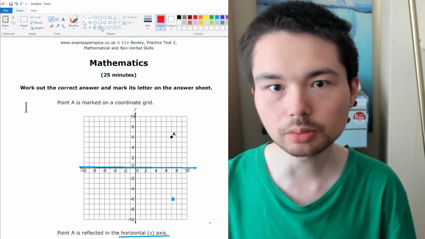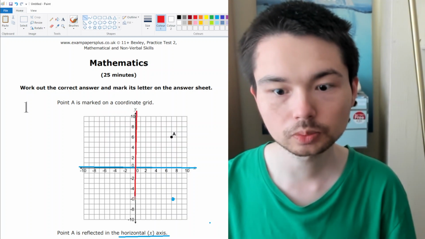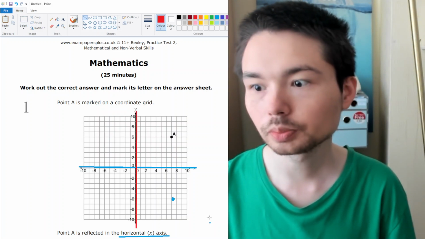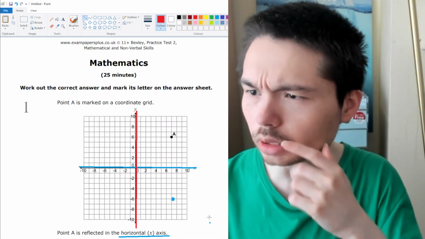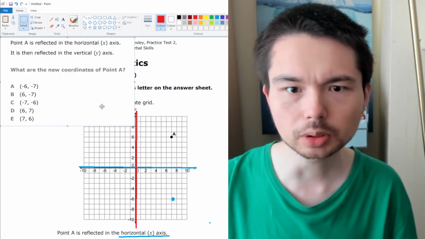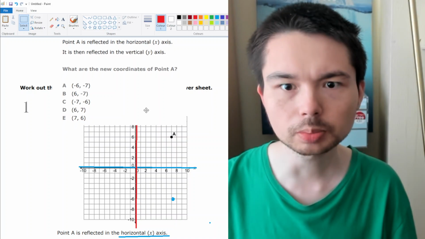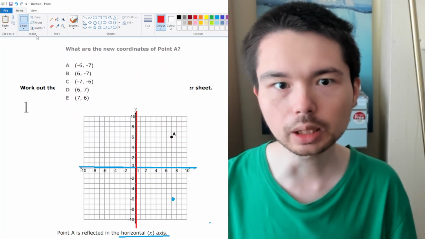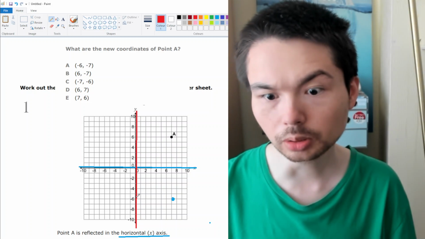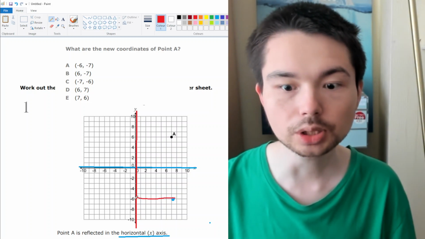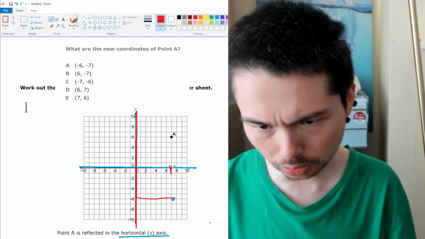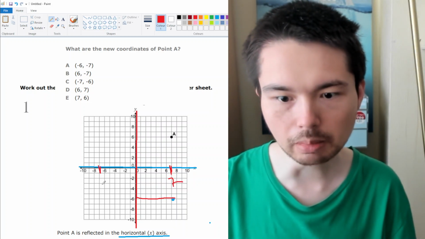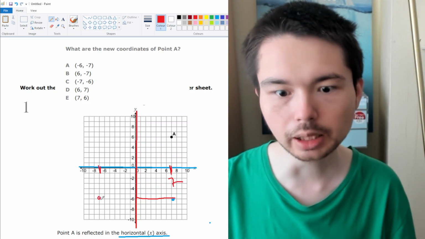So now we have a new mirror line, this bit. This is our new mirror line. That part of the question is a bit chopped off, so I'll just put it up top here. It's the same thing: is then reflected in the vertical y-axis. So there's your mirror line, and now go across here. That will be going across that number, 7. So then it'll be -7 here. There's your mirror line.